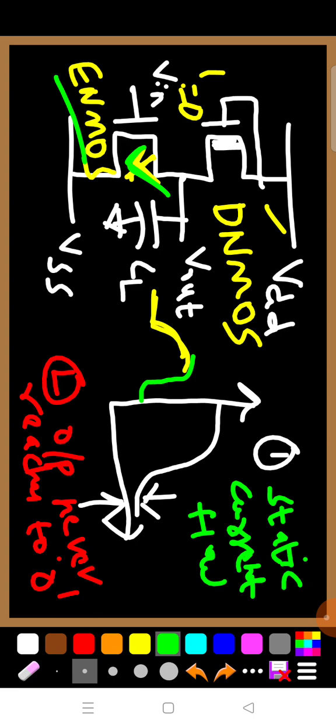This is an ideal case, but if you look at the practical case, when Vin is equal to 1, this enhancement mode NMOS transistor is in on condition and this depletion mode transistor is always in on condition. Therefore, there is once again a path from VDD to VSS which leads to static current flow. Is it understood, all of you?